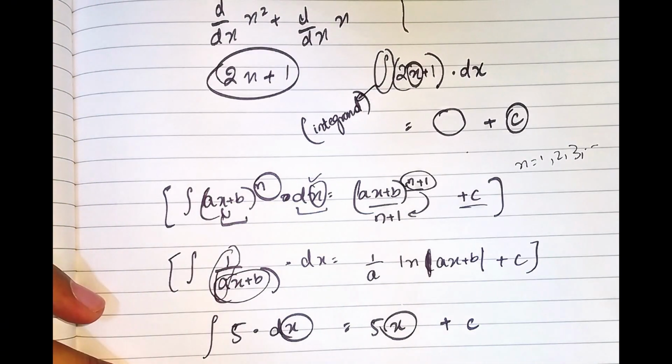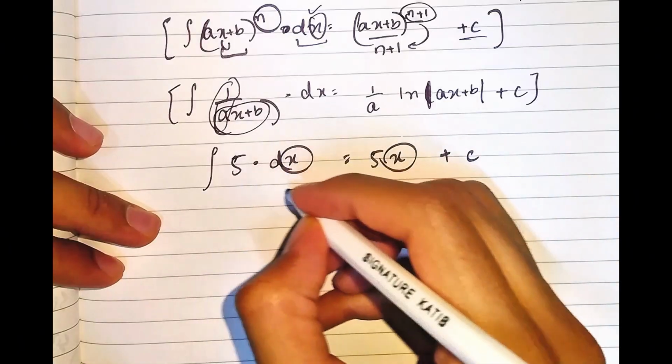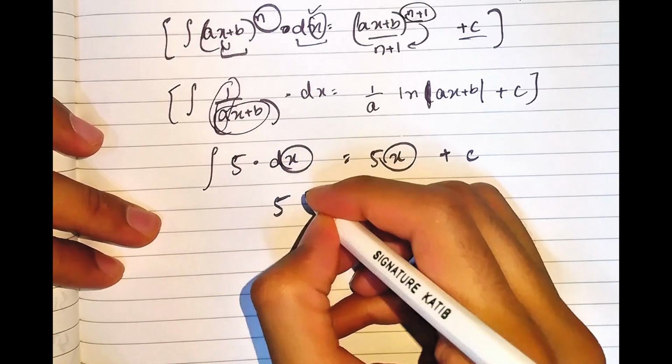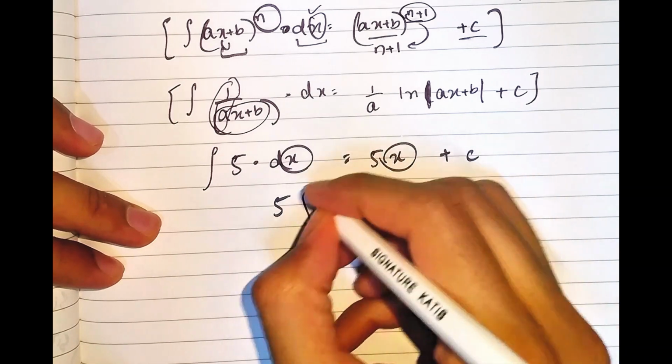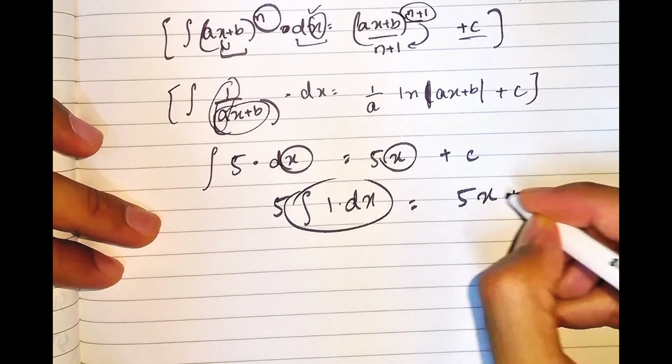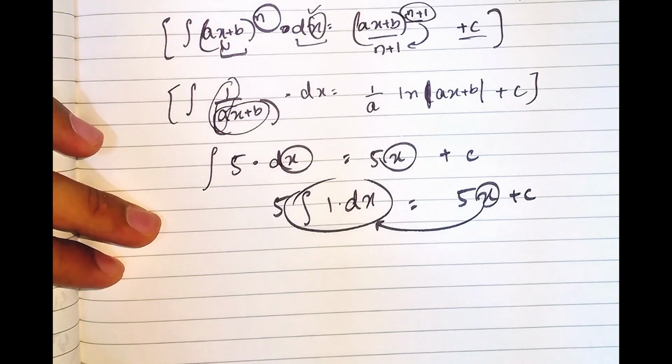Now you might think, where is this x coming from? So let me just tell you first of all what's the inner process in this. First of all, we will separate the 5. So we will have 5 times the integral of 1 dot dx, and the integral of 1 dot dx is always equal to x. So 5x plus c. X corresponds to the integration of 1 dot dx.